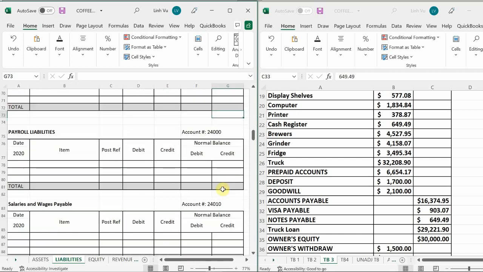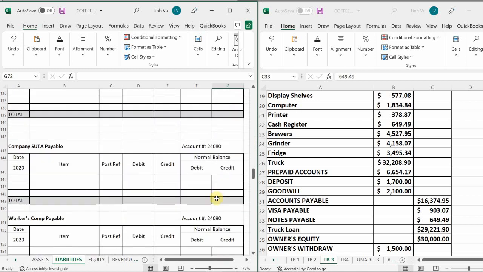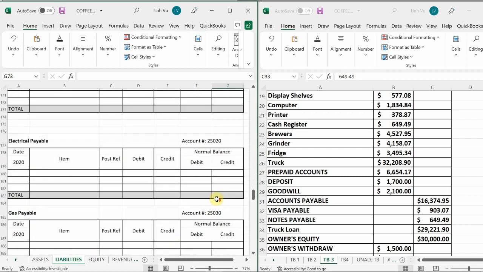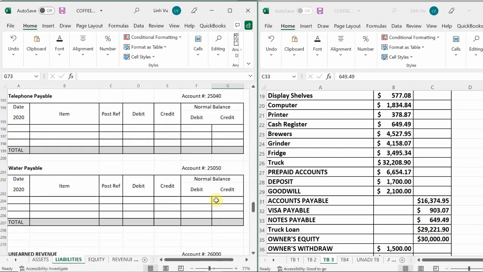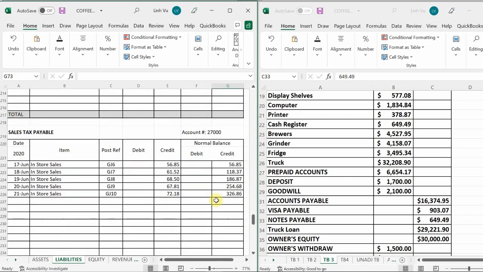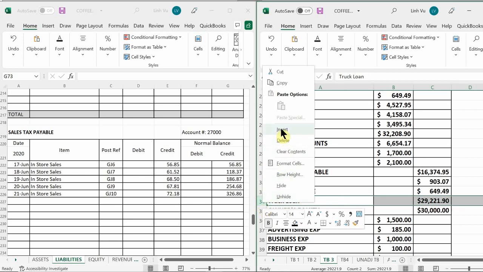Let's see. Next is payroll. We haven't paid our employees yet, so we can skip all of that. No utilities payable yet. Unearned revenue. We haven't received any payments yet. However, what else did we get? We got sales tax. We had to collect sales tax. How much sales tax have I collected? In this case, after Visa payable and notes payable, I need to add my sales tax payable in here.